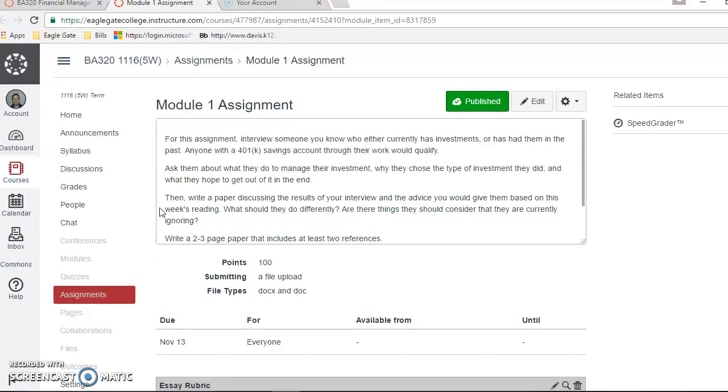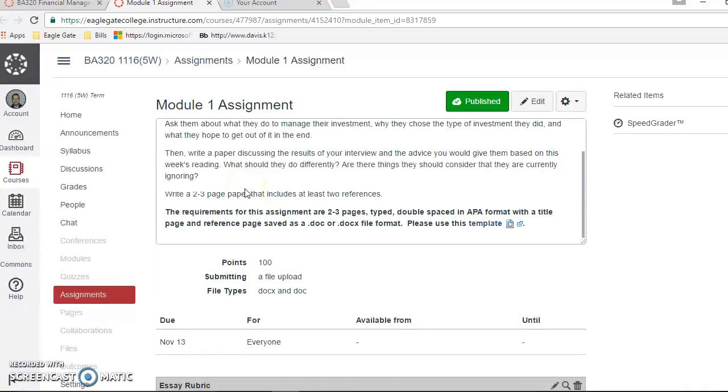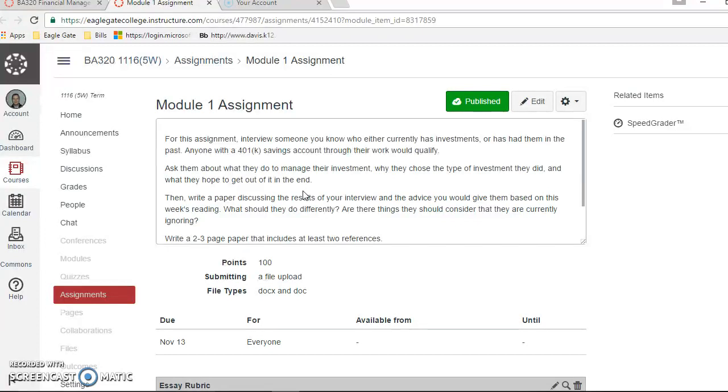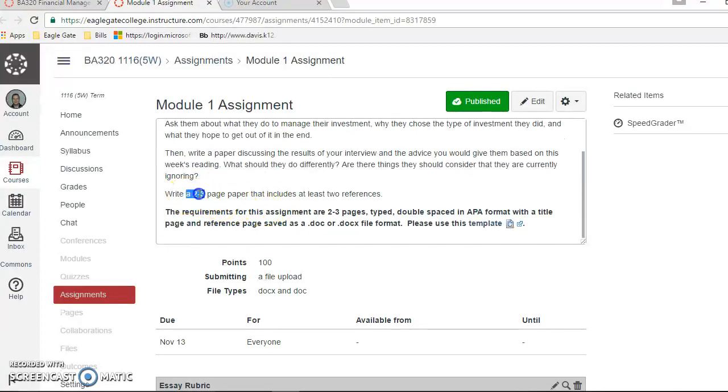And as far as the paper goes, let's talk a little bit about what is expected from that. A lot of students struggle with this. I don't know if they just don't scroll down and see that, but as you can see as I scroll right here, the paper needs to be 2 to 3 pages and include at least 2 references. It can be double spaced and in APA format. It has to have a title page. The title page does not count as one of the 2 or 3 pages. You need to have 2 or 3 pages of your interview, your research, your analysis, things like that. If it's shorter than that, you will get docked points as well.